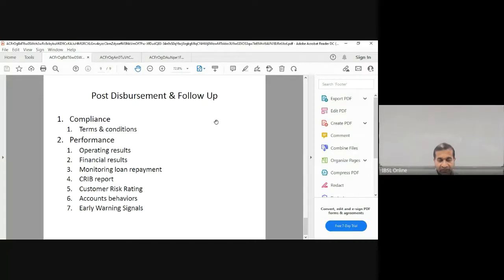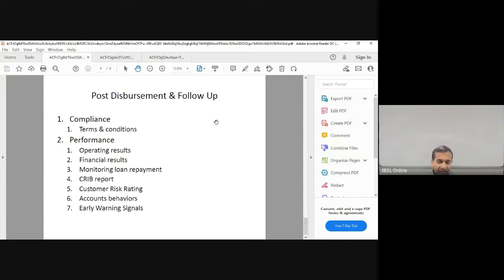The CRIB report is a good indication of whether the customer has borrowed from other banks or financial institutions. Supposing the customer has agreed with you not to borrow, and you can see from the CRIB report that they have borrowed, you should not let the customer borrow excessively from other banks, because that will harm the leverage of the company. When the customer is in trouble with excessive borrowing, they won't be able to repay your loan and their other loans as well.